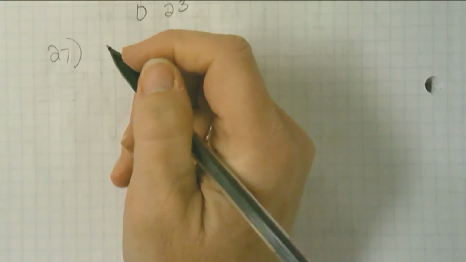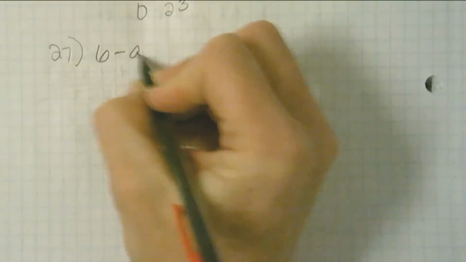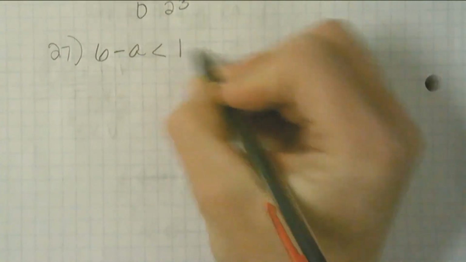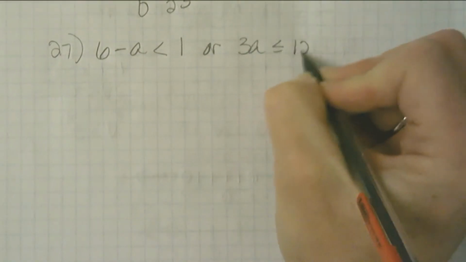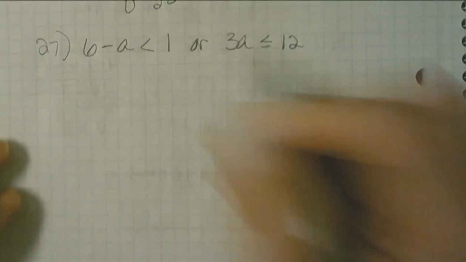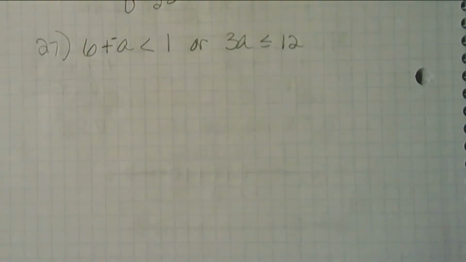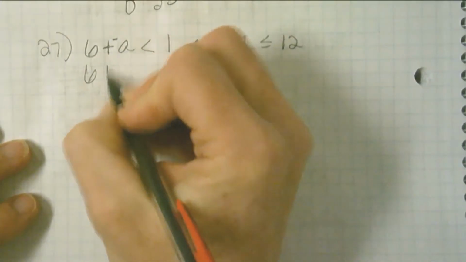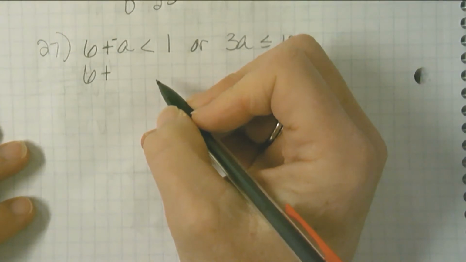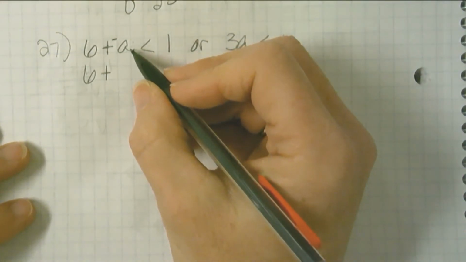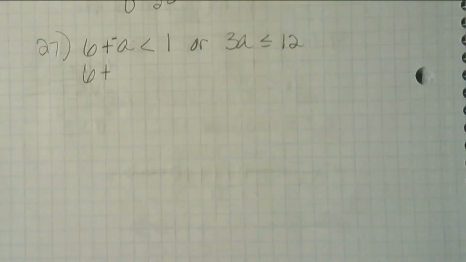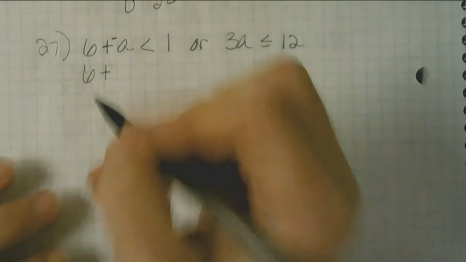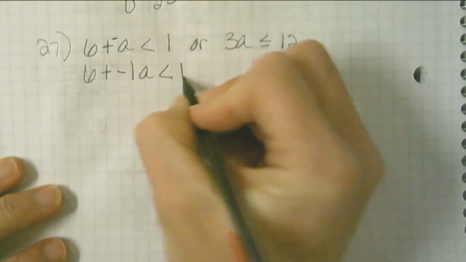27 said, I have 6 minus a, Blythe, I can already tell you what I think the problem might be, is less than 1, or 3a is greater than or equal to 12. So, Blythe, did you do adding the opposite on this? Okay, so I have 6 plus a negative a. If I rewrote that, Blythe, what is my coefficient of that a? If this is a negative a, what's my coefficient of a negative a? What does that really mean, Serena? Yeah, so this is negative 1 times a, which is less than 1.